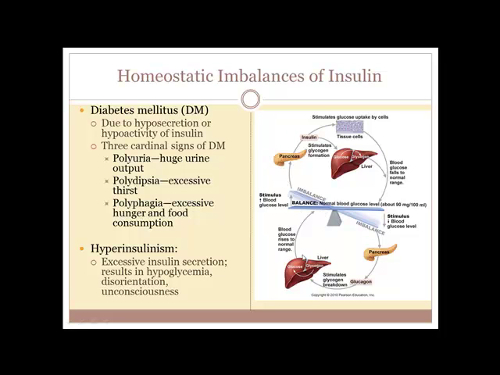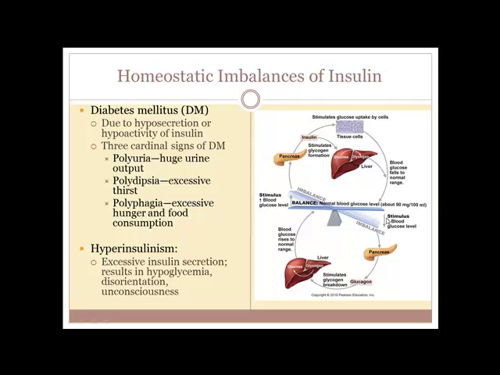Insulin is going to be working in a negative feedback mechanism with its antagonist glucagon. So, let's say I eat a big meal, my sugar levels rise. Since my sugar levels rise, my pancreas releases insulin. Insulin causes my cells to uptake glucose. My liver changes glucose to glycogen, and my sugar levels start to drop.